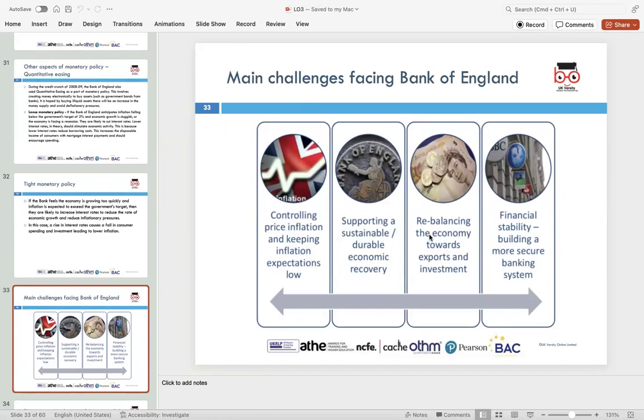So here are many challenges facing the Bank of England: controlling price inflation and keeping inflation expectations low, supporting a sustainable, durable economic recovery, rebalancing the economy towards exports and investment, and then financial stability, building a more secure banking system.